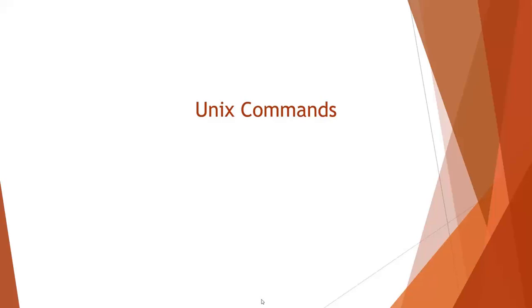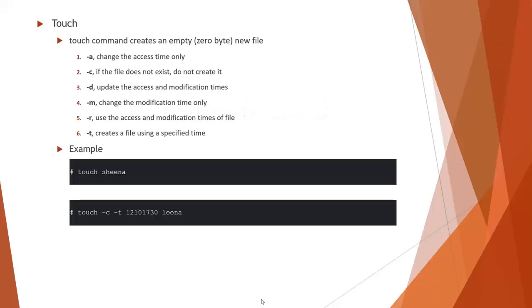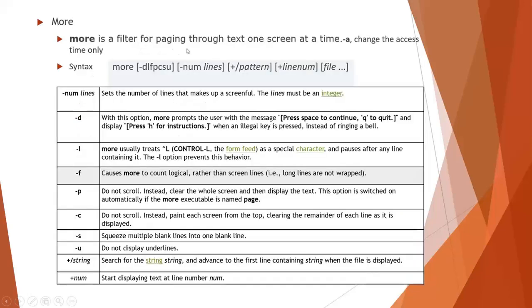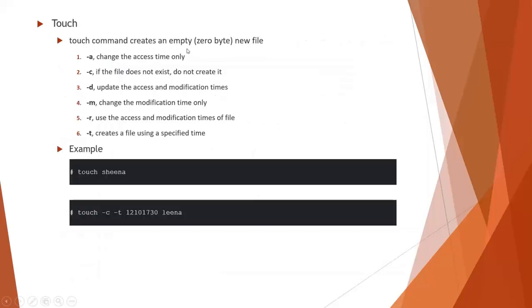So in these Unix commands we are going to discuss the command called touch. The touch command is used to create an empty file. This empty file will have 0 bytes of information, and the file you create will not have any data. You can use this file to enter the data later.